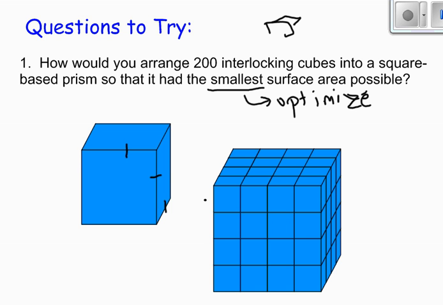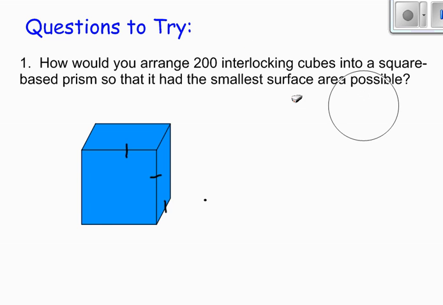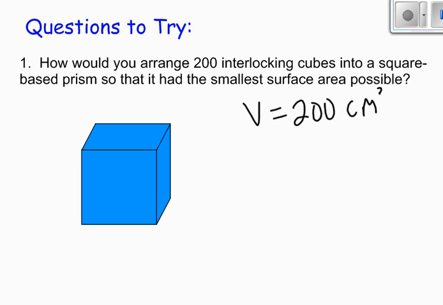So then we talked about, well, what if instead of 200 interlocking cubes, we just said that we have to create a volume of 200? So we have to make a box, a rectangular prism, and we must have a volume of 200, let's say, centimeters cubed. And we're trying to optimize surface area. So we know that we need to create a cube. We know that. That's the rule for optimization. And a cube has length, width, and height that are identical.